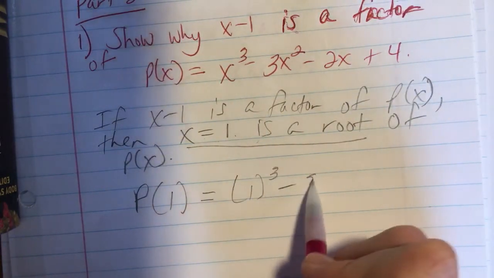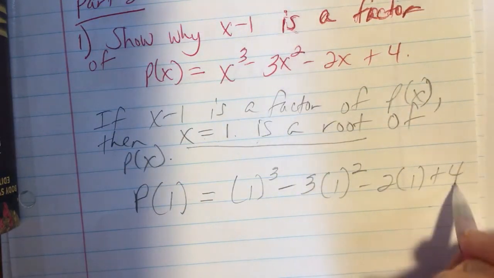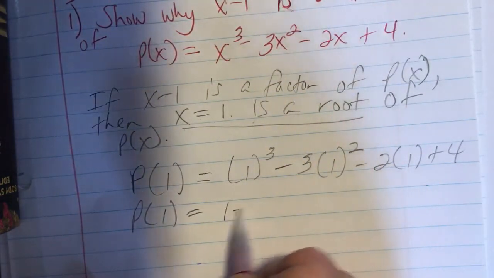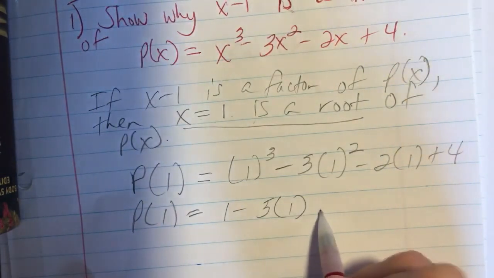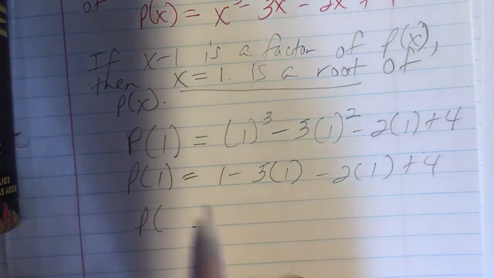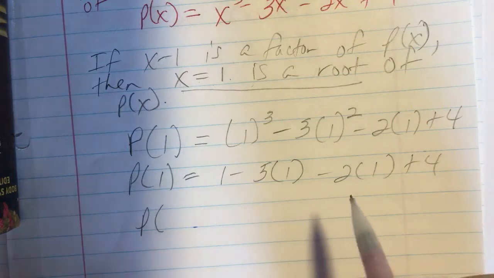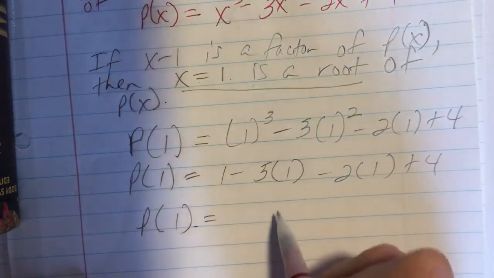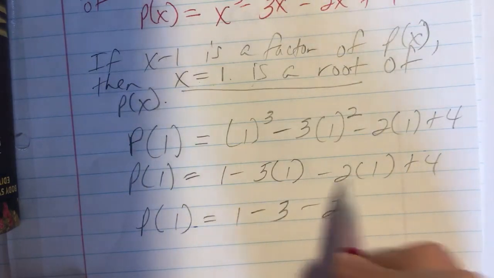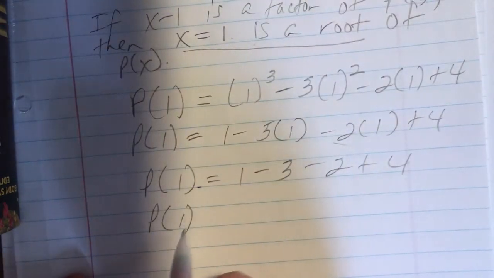1 cubed minus 3 times 1 squared minus 2 times 1 plus 4. P of 1 equals 1 cubed, which is 1, minus 3 times 1 squared, which is 1. Deal with it by the order of operations. Exponents have been evaluated already, so now we go on to multiplication or division from left to right. So P of 1 is equal to 1 minus 3, when you multiply those, minus 2, when you multiply these factors, plus 4. Next step is add and subtract from left to right.